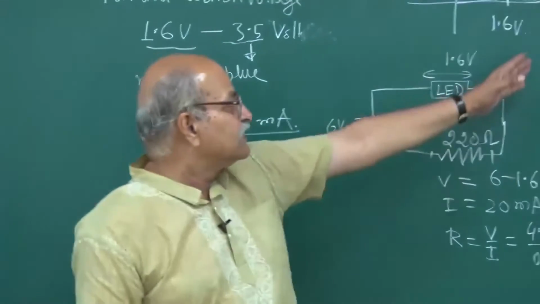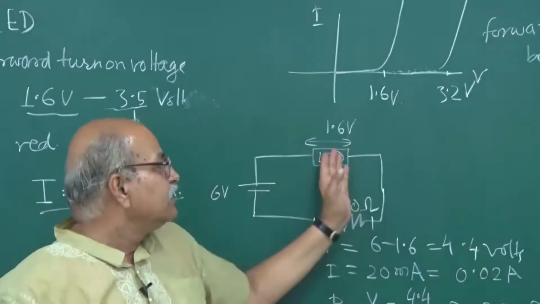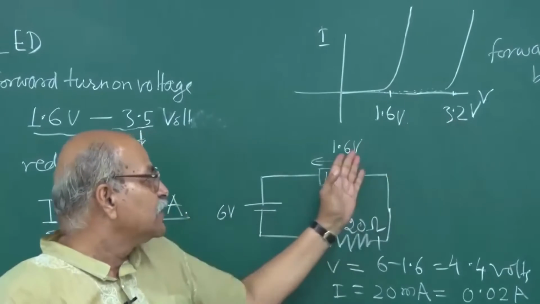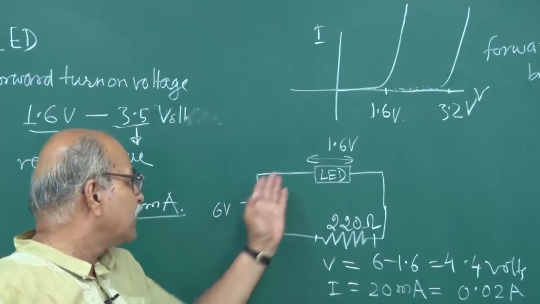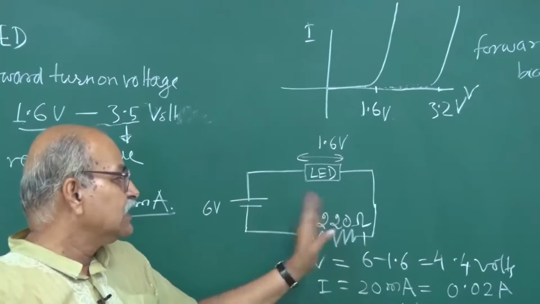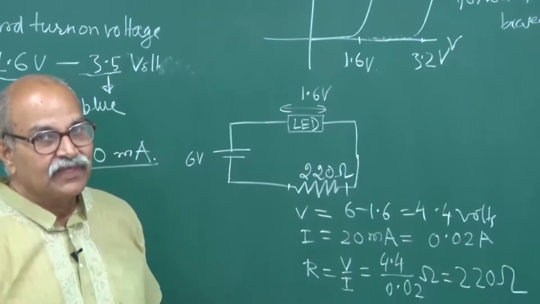Whereas if you have a blue LED here, the forward turn-on voltage is 3.2 volts, then on this resistance you have 6 volt minus 3.2, and correspondingly you can calculate.